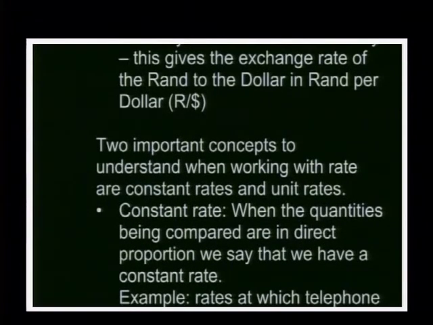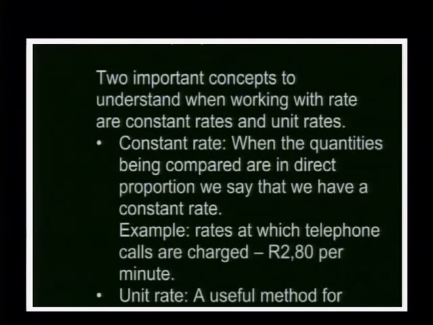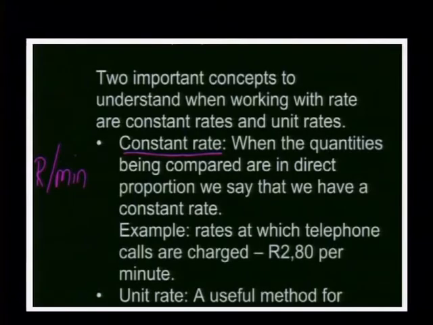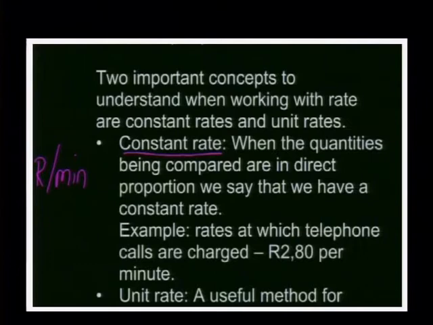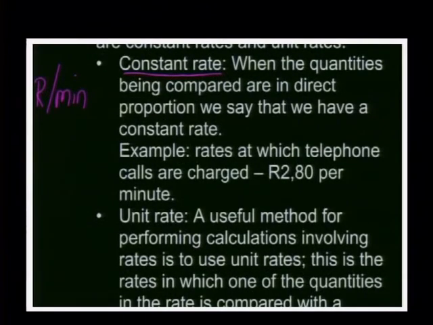When you're working with rates, there are 2 important concepts to remember. You get a constant rate. A constant rate is when the quantities being compared are in direct proportion to each other. So let's think about your cost, your rands per minute of speaking on the phone. The longer you speak, the more money you're going to spend. The less money you spend, the shorter the time you've spent on the phone. But it is a constant rate. It doesn't change. And we can say that that is in direct proportion. So there's your telephone call. If you charged R2.80 per minute, the longer you speak, the higher it's going to be.